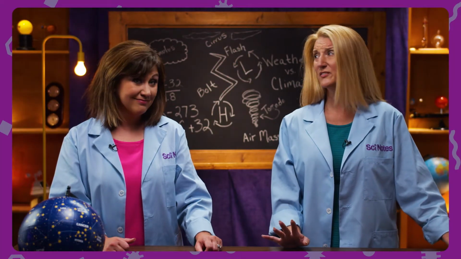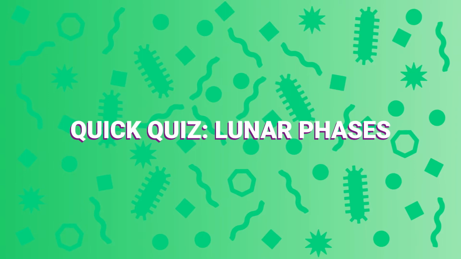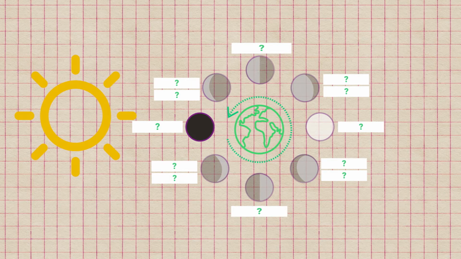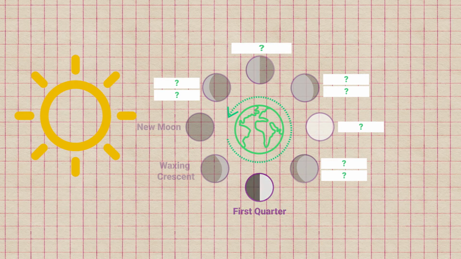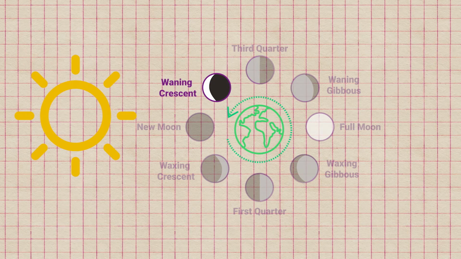Well, Jessica, that was a lot of information to take in at once. Maybe we should play a quick recap game of what is it? All right, let's do it. What is it? You're right, it's a new moon. You got it, waxing crescent. First quarter was the right answer. Waxing gibbous, that's correct. This one's a full moon. Waning gibbous, you're right. Yep, that was the third quarter. And waning crescent, you're right.